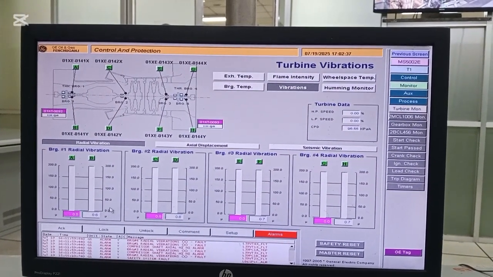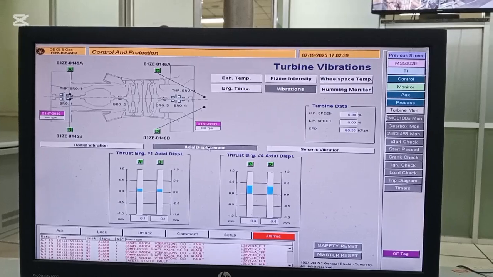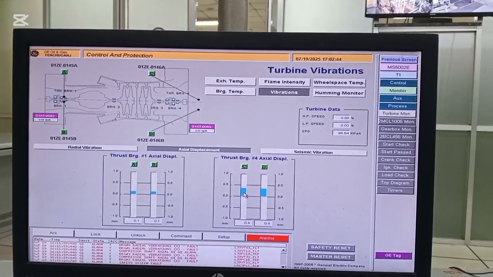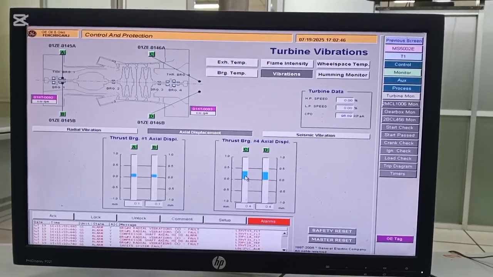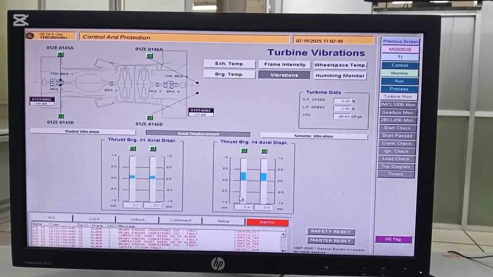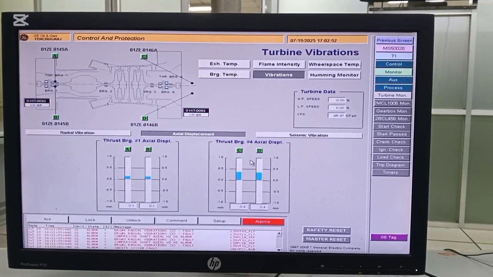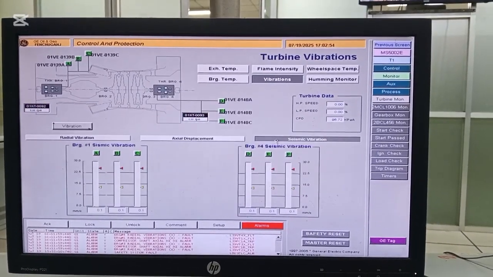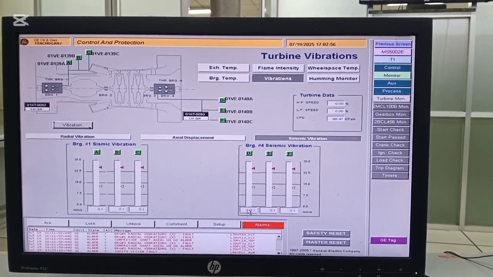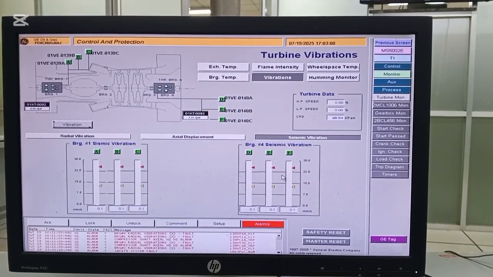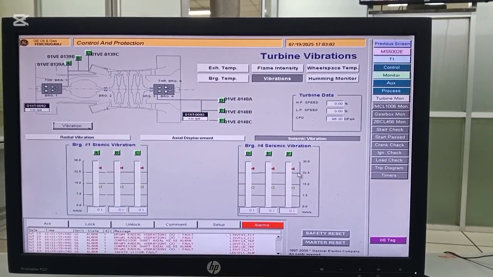And in this way we connected the sensors one by one, and also checked whether the sensor reading was okay or not. Sometimes we saw that after connecting the sensor to its card, the vibration was showing somewhat high, but it was within the range and it was not fluctuating.